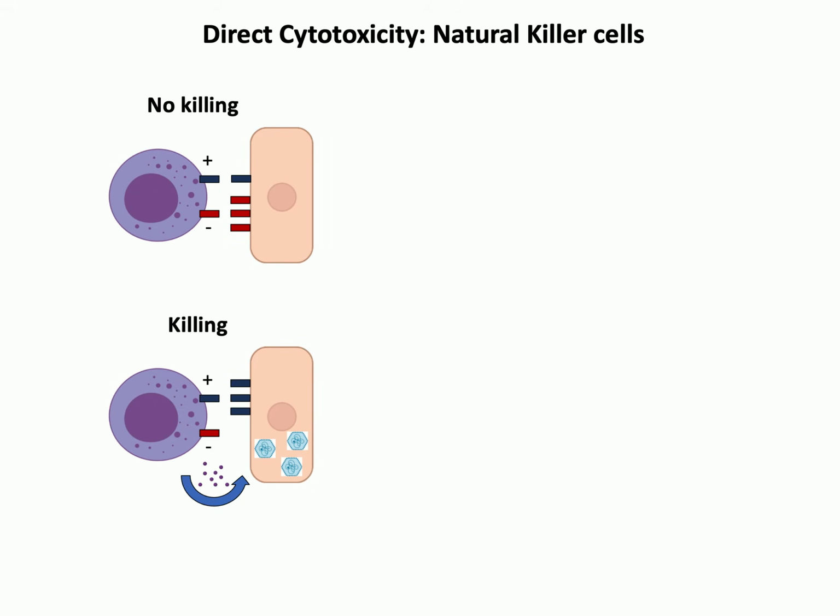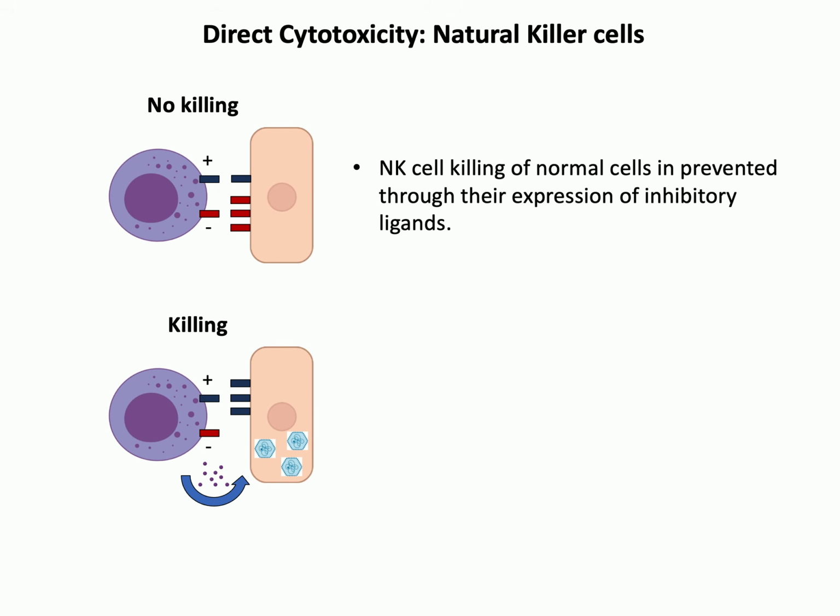The last function that we'll talk about is direct cytotoxicity mediated by natural killer cells. Now, natural killer cells are primed to kill any target they come across. However, a healthy cell expresses a number of inhibitory ligands that prevent killing by natural killer cells.